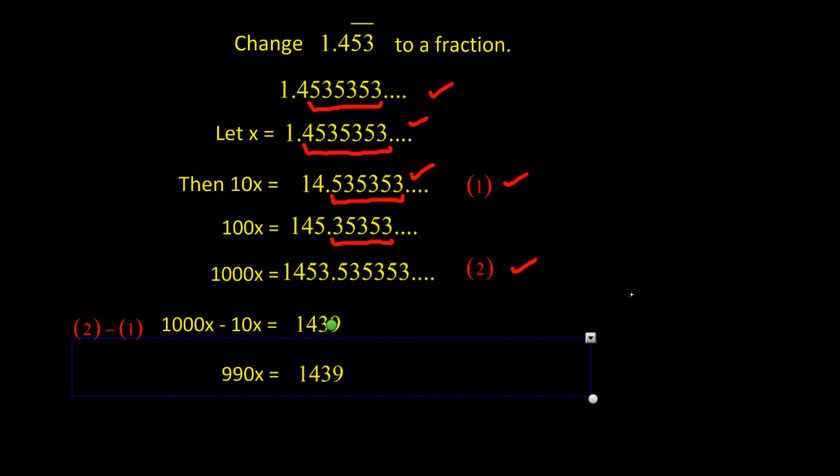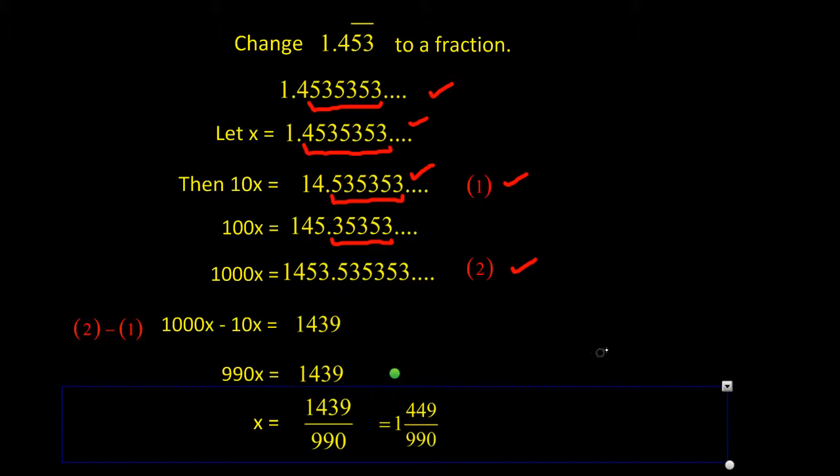So 1000x take 10x is equal to 1439, and then just rearranging and getting x on its own, I end up with the fraction x is equal to 1439 over 990, which is an improper fraction, or expressed as a mixed number, 1 and 449 over 990. Your calculator will help to check that that actually is simplified.